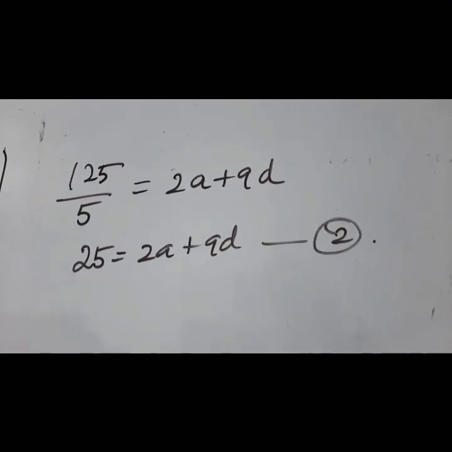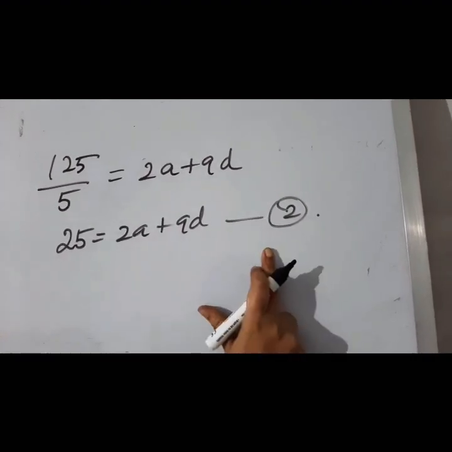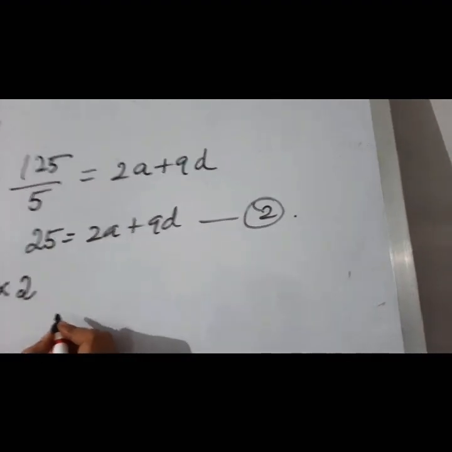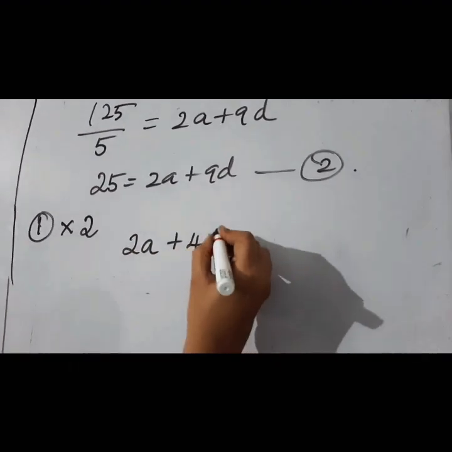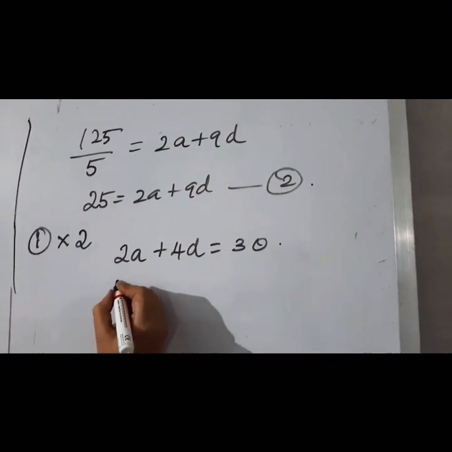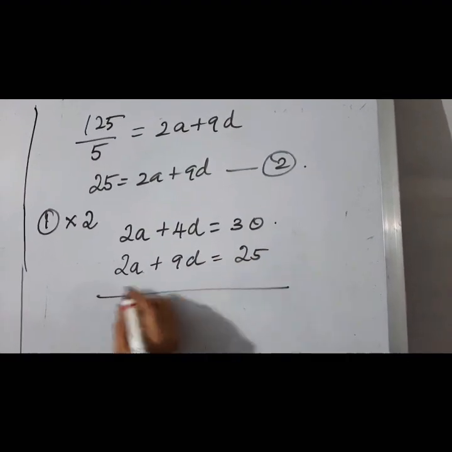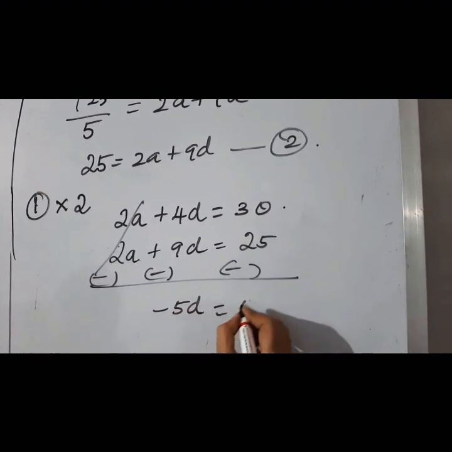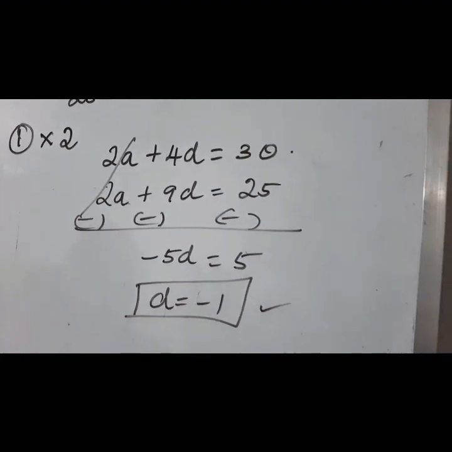Solve equations 1 and 2, linear equations in two variables, by the elimination method. Let us have the second equation as such, and we are going to multiply the first equation with 2. So what we will get: 2a plus 4d is equal to 2 into 15, 30. And your second equation is 2a plus 9d is equal to 25. Subtracting, minus 5d is equal to 5. d is equal to minus 1. We got the value of d as minus 1.